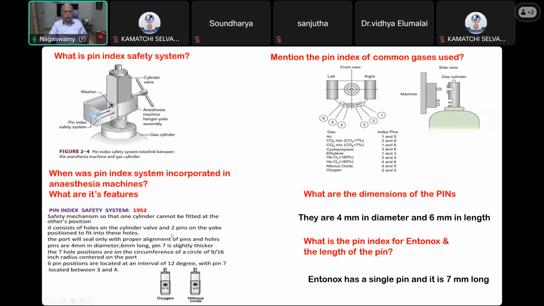Each cylinder has 2 pins on the yoke positioned to fit into the holes of the valve block, and the port will seal only with proper alignment of the pins and holes, which are 4 millimeter and 6 millimeter in diameter, and pin 7 is slightly larger for the 7th position for Entonox. The 6 pin positions are located at intervals of 12 degrees, with pin 7 located at the position between 3 and 4.